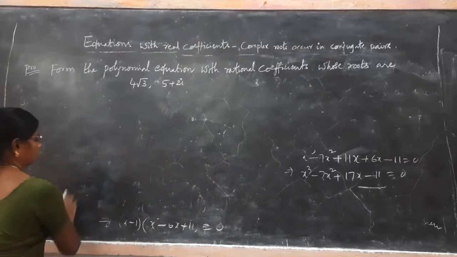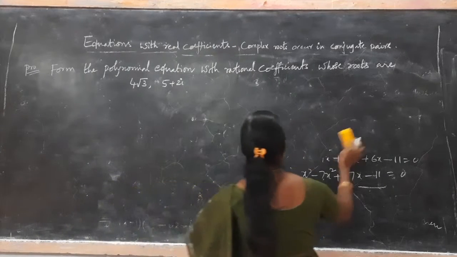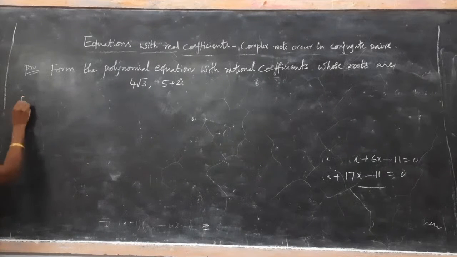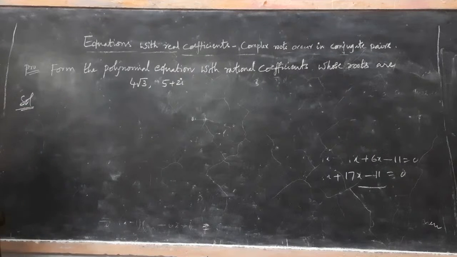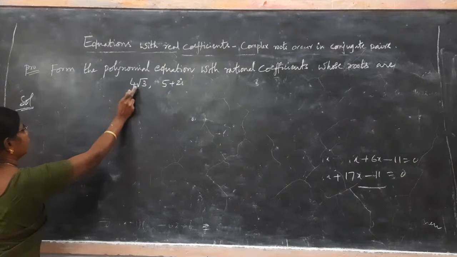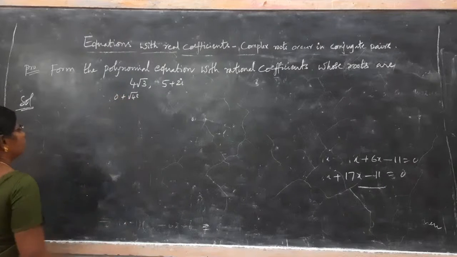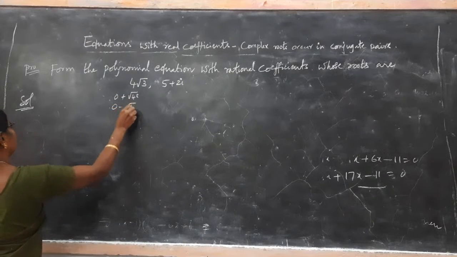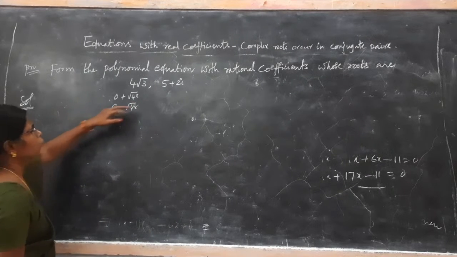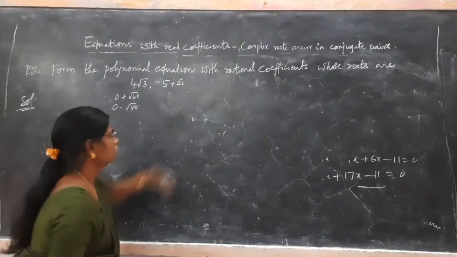So we know that if a plus root b is a root, then its conjugate a minus root b is also a root. So that we know. See here, this is 4 root 3; if we take it inside the root, it becomes root 48. Now we can write it as 0 plus root 48. Then 0 minus root 48 is also a root, that is the conjugate. This is also the same: if 5 plus 2i is a root, then 5 minus 2i is also a root.